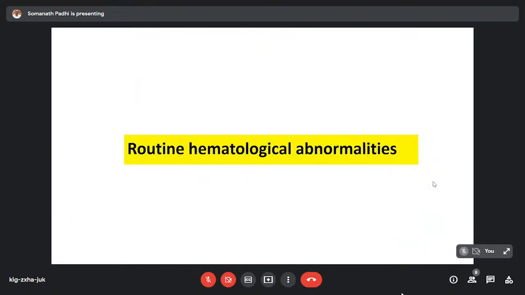Now, we are sure that there is definite ultrastructural evidence that HIV resides in the bone marrow hematopoietic progenitors as well as the accessory or stromal microenvironment. There is no doubt about that. Now we will go to what exactly happens in the hematological findings. So let's start with routine hematological abnormalities.